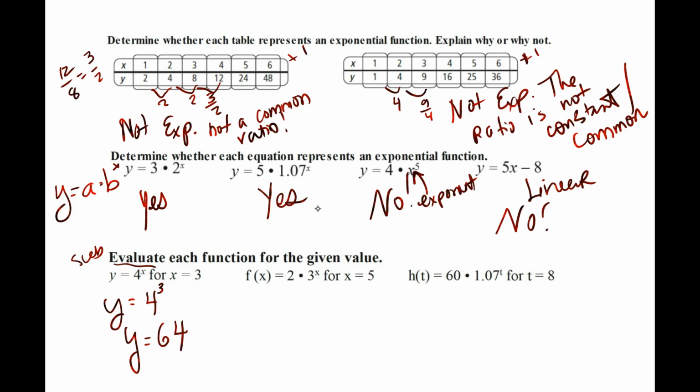Is this exponential? Yes. Why is it exponential? Because you got your a. What would your a be in here? 1. Your a will be 1. B is 4. All right. And let's look at the next one. F of x equal to 2 times 3 to the x power. x is 5.